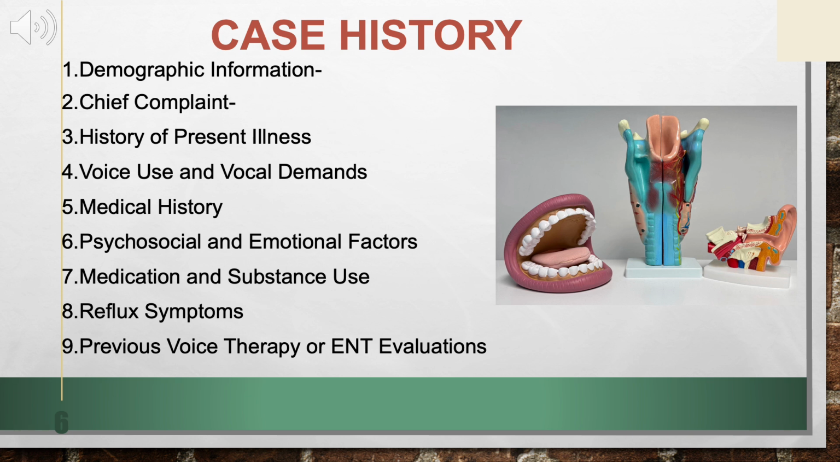History of present illness. Onset, sudden or gradual. Duration and progression. Triggers or relieving factors. Associated symptoms, e.g., throat pain, cough, swallowing difficulty. Voice use and vocal demands. Daily vocal use, professional and non-professional. Singing or speaking habits. Vocal hygiene practices. Use/misuse of voice, e.g., yelling, excessive talking.